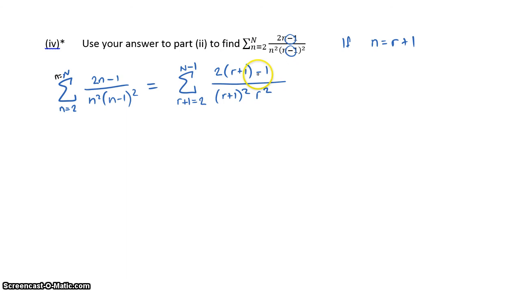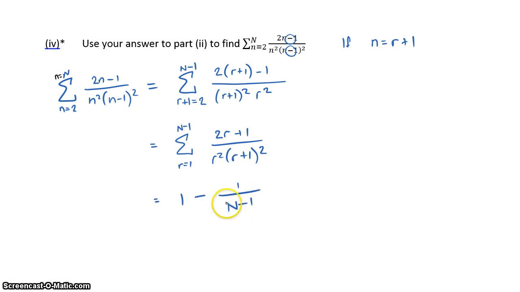And so now we recognize what this is. This is just the sum. I can make r the subject, r from 1 to n minus 1 of 2r plus 1 over r squared, r plus 1 squared. And that is just going to be the sum of 1 minus 1 over n minus 1 plus 1, so n squared, from part 2. And therefore we are complete.